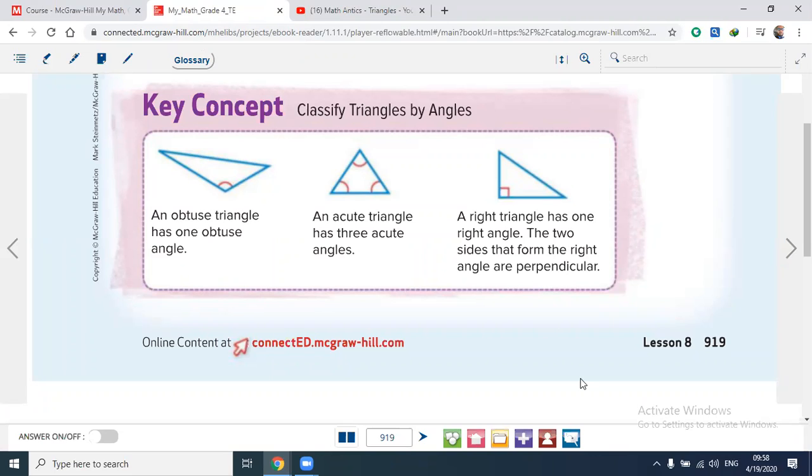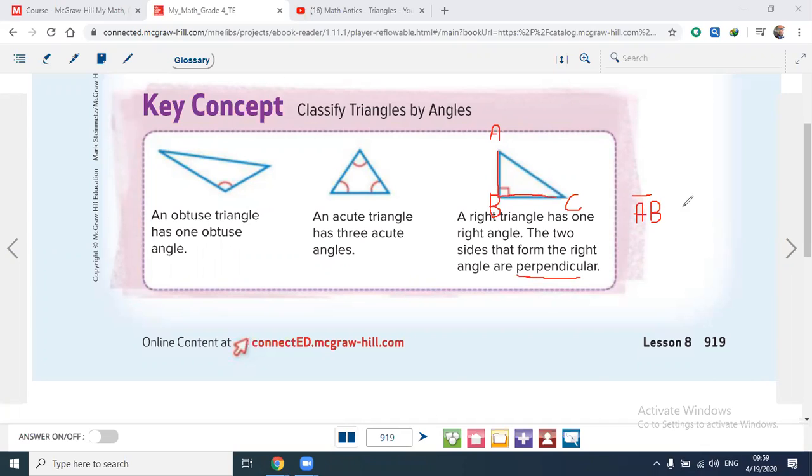Okay, here in this right triangle, as you see, there is one right angle. The two sides that form the right angle are perpendicular. What does this mean? If I name this triangle by three letters, for example, A, B, C, the right angle is angle B. So the two sides are side AB, this side, and BC.